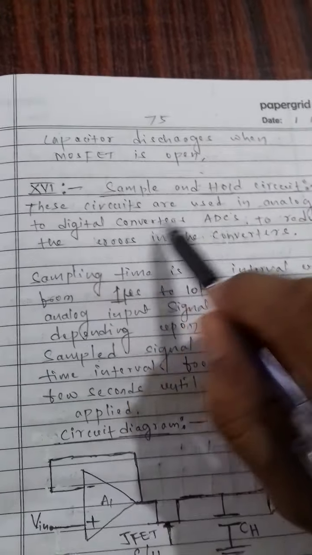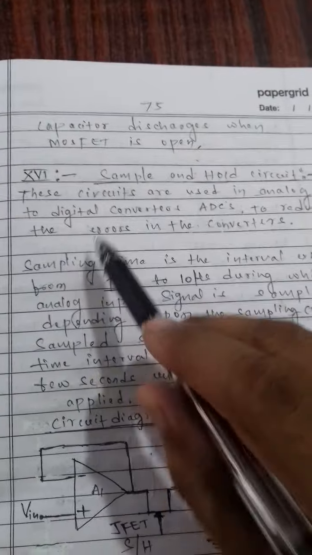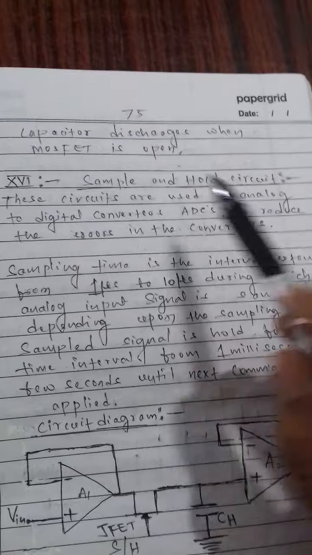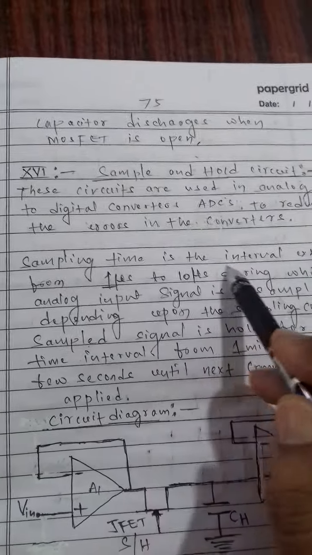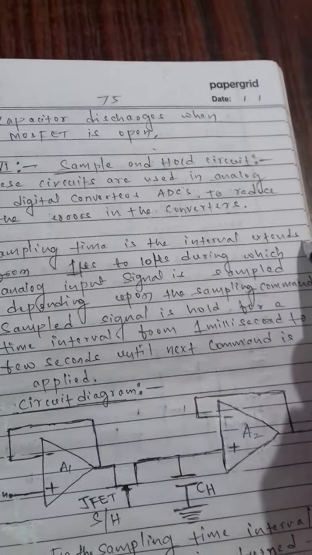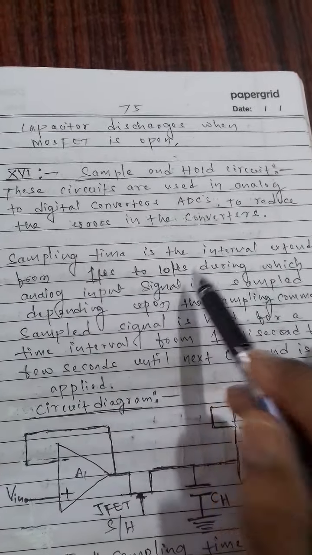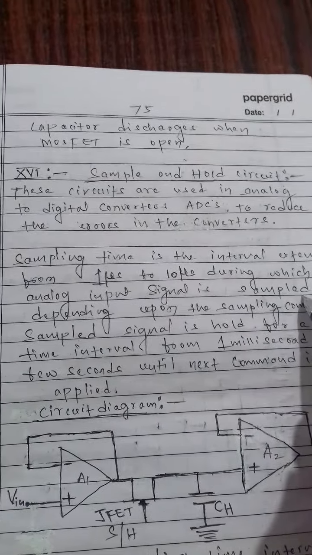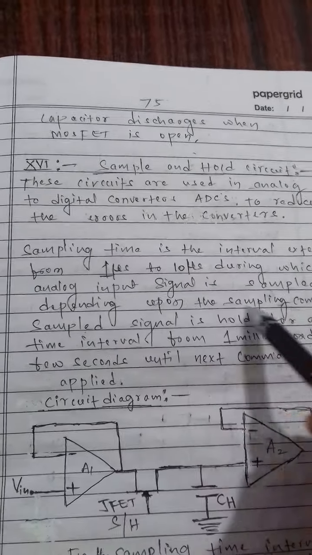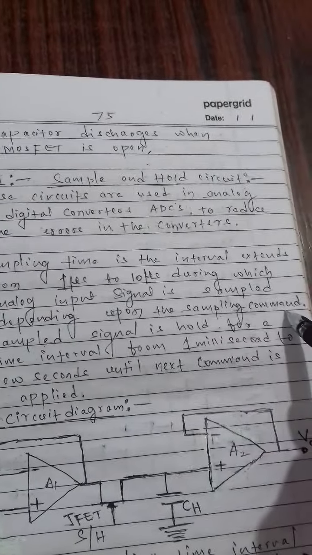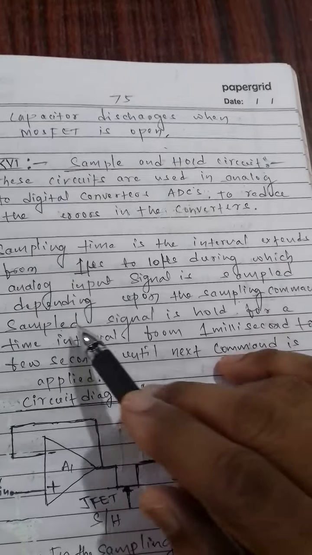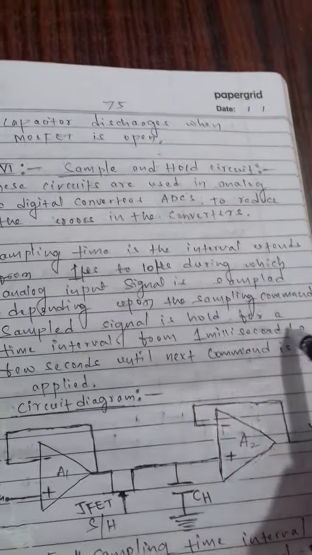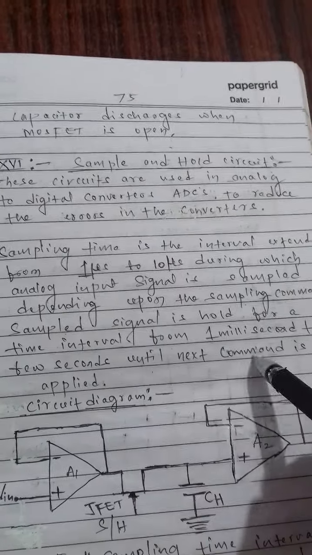Sample and hold circuits. These circuits are used in analog to digital converters, ADCs, to reduce the errors in the converters. Sampling time is the interval, extending from 1 microsecond to 10 microseconds, during which the analog input signal is sampled. Depending upon the sampling command, the sampled signal is held for a time interval from 1 millisecond to a few seconds until the next command is applied.